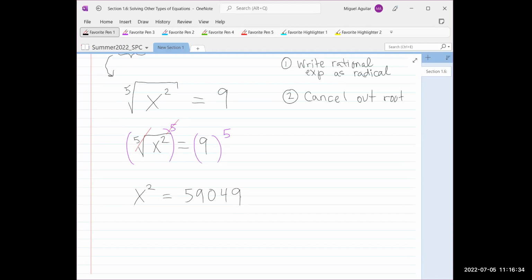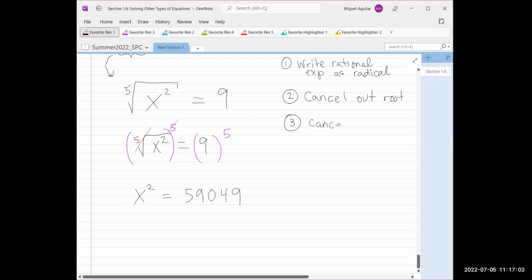The number might be big. That's fine. Exponents make numbers grow really big. That's why we say it's exponential growth. So don't freak out just because that ballooned into a really large number. But look at the equation that we have left over. What type of equation is that? It's a quadratic equation, right?